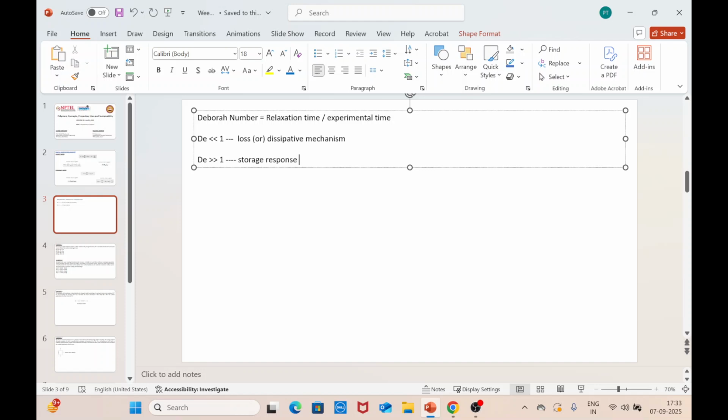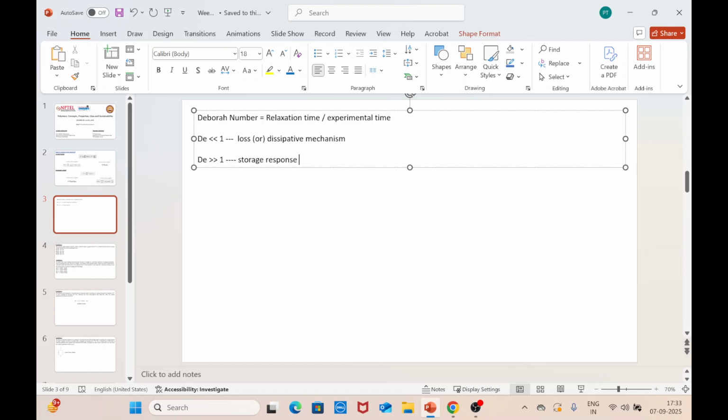So if you take the first condition, what it actually means is Deborah number much lesser than 1. If you use the definition of the equation, that typically means that your relaxation time is going to be very small compared to the experimental time. So it's obvious that in case of liquid-like behavior, the relaxation process is going to happen very fast, so the relaxation time will be very small.